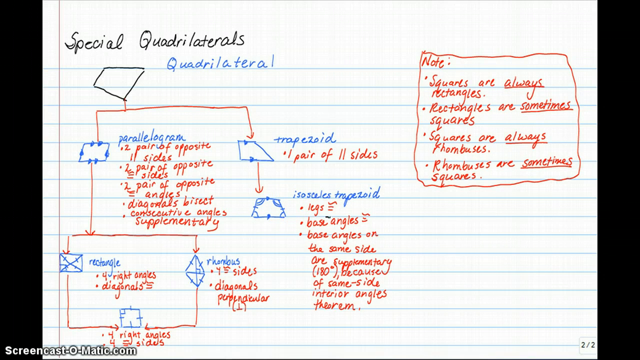The other thing you can deduce from this, from the same side interior angles theorem, is that the base angles on the same side will be supplementary, adding to 180 degrees, because of the same side interior angles theorem. We'll address that just slightly later when we look at how to figure out angles of an isosceles trapezoid versus a non-isosceles trapezoid. So what we're going to address next is going to be midpoint of a trapezoid, and then we're going to just look at the angles of isosceles trapezoids. So the next slide we'll be looking at will be trapezoids.